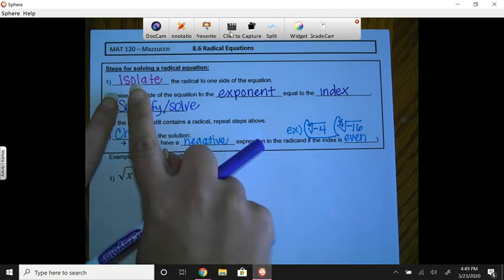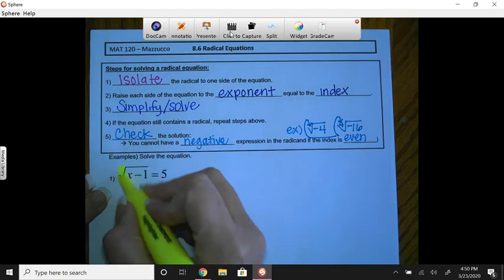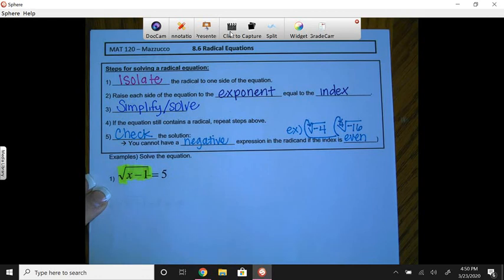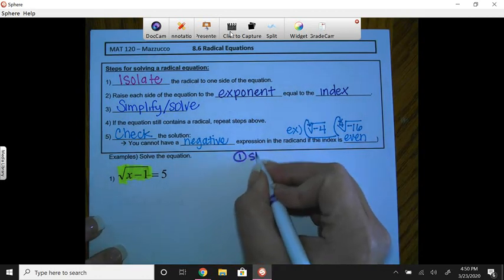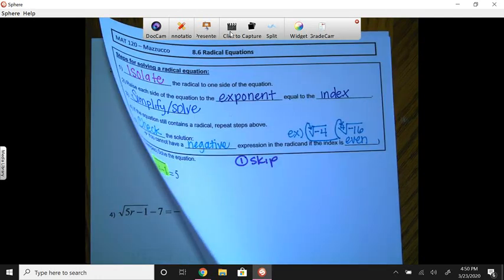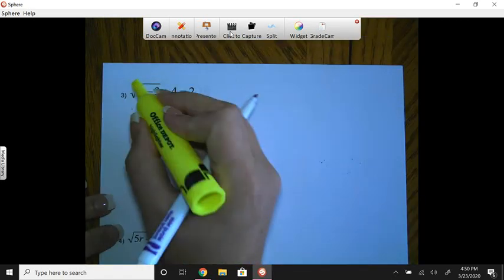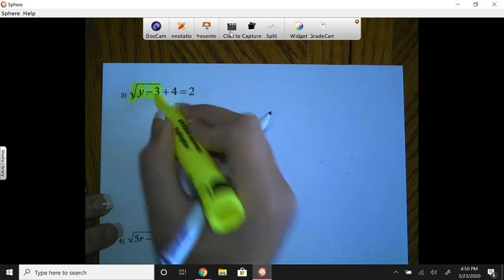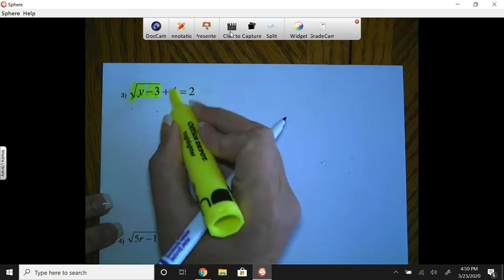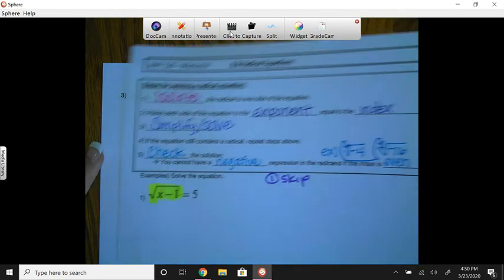Alright, so the very first step when we solve an equation is we want to isolate the radical to one side of the equation. What that means is we want the radical all by itself. So in problem 1, we can skip step 1 because the radical is all by itself. If you take a look at, for example, number 3, the radical is not by itself. So in problem 3, we need to get rid of this 4 right here so we can isolate the radical. So that's what step 1 would look like.